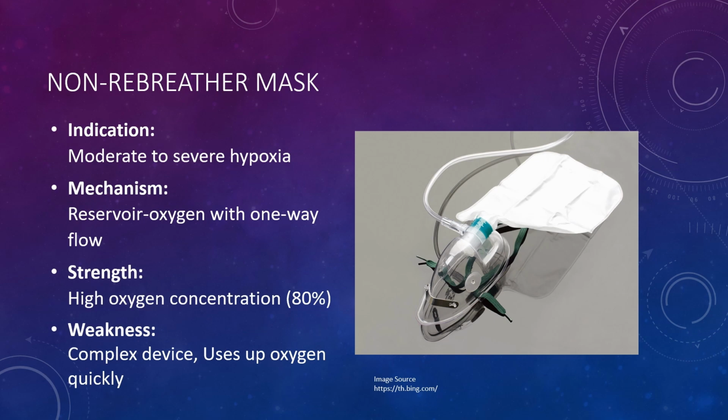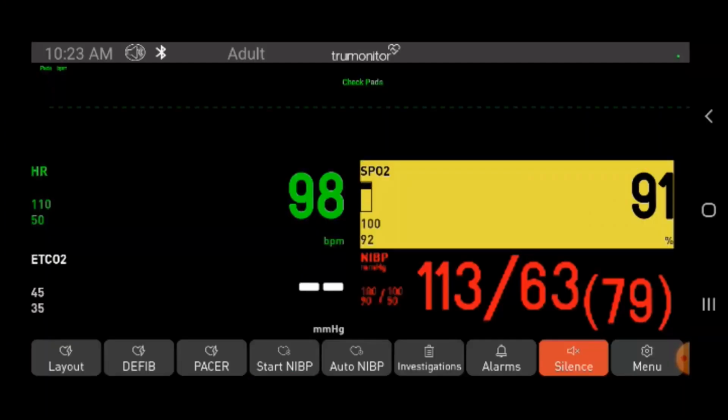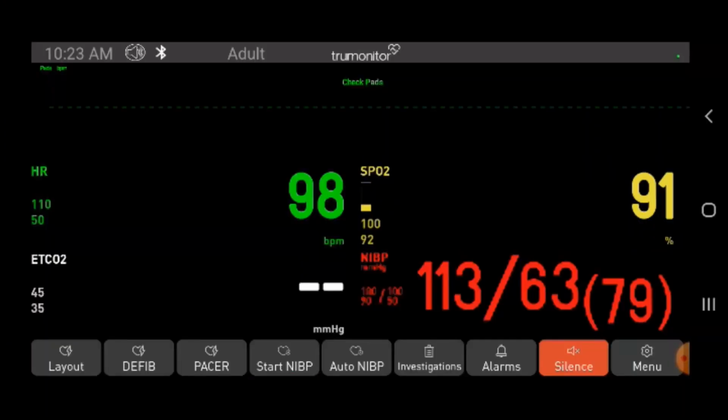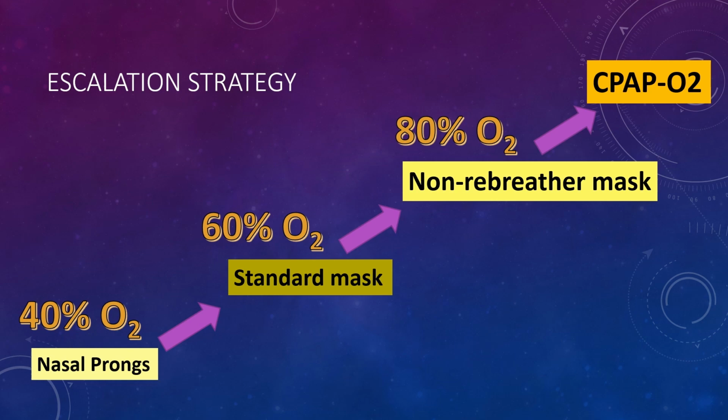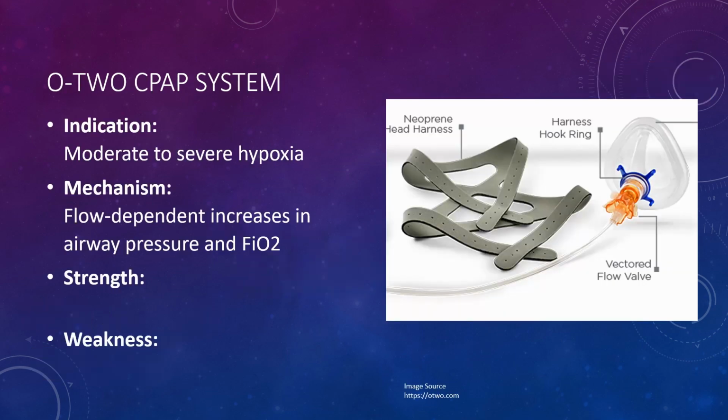The drawback, however, is that it is slightly more complex to use correctly, and it also requires much higher flow rates of oxygen. 10 to 15 liters per minute is the recommended rate whenever you use a non-rebreather mask. Let's try this one now on our patient and see how he does. On reassessment, the saturations have continued to rise a little bit, but still the patient remains hypoxic. We need to now escalate to the next level, and this is now the CPAP device.